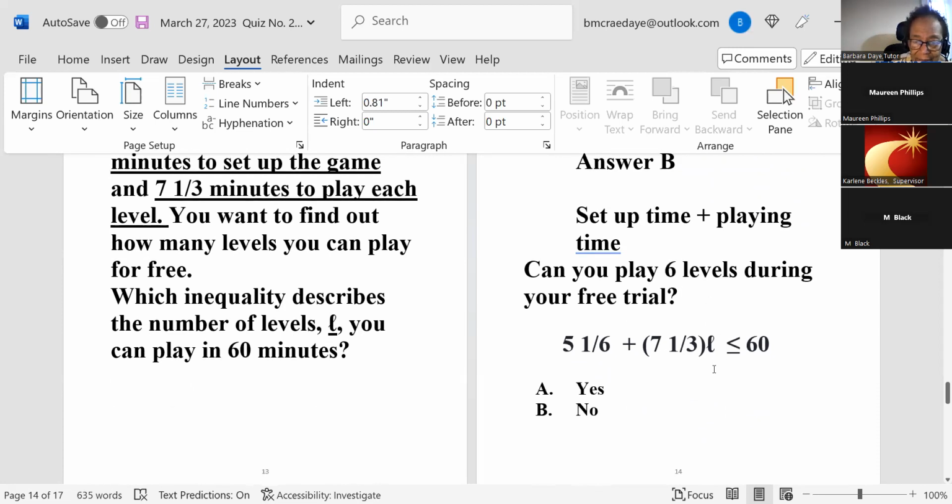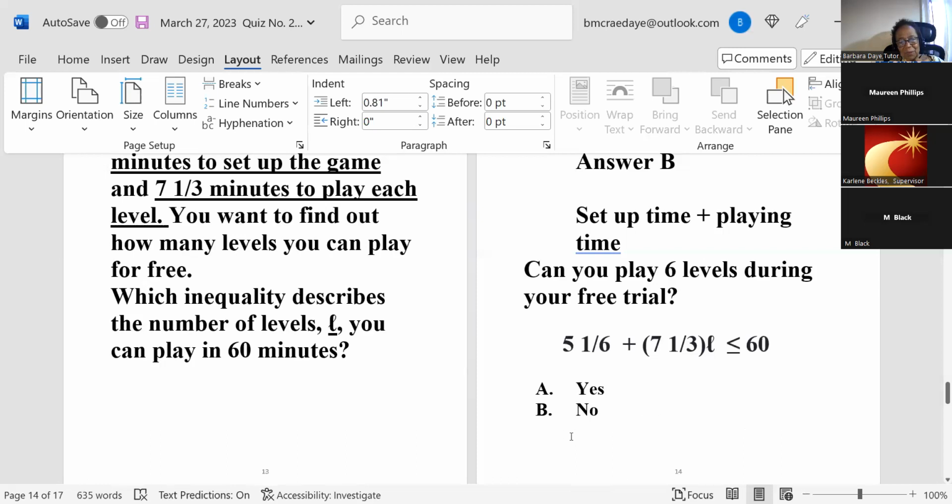Maybe I misunderstood where I gave the wrong answer. Yeah, put the 6 where the L is. And you don't even have to use a fraction. Just say 6 times 7 is 42. 42 and 5 is 47. And that's less than or equal to 60. So yes, you can play 6 levels.